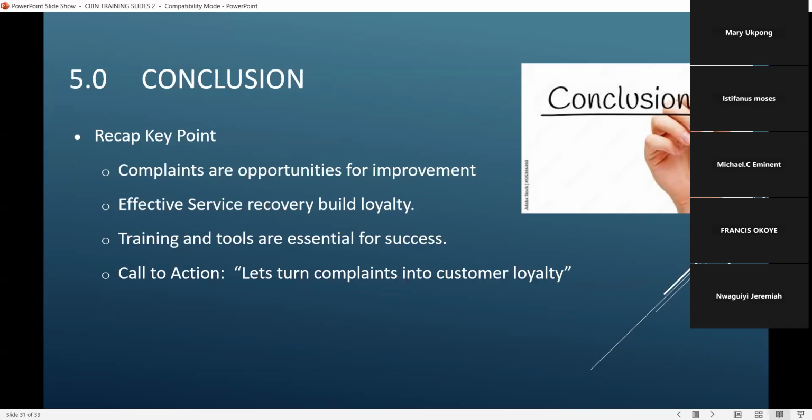And lastly, call to action. Let us turn complaints from customers into customers' loyalty. A customer brought a complaint that is so big in his eyes. You're able to settle down and listen attentively. You're able to pick the one you can solve, the one you can refer to the service provider, so that at the end of the day, the customer is happy and he or she remains loyal to you.